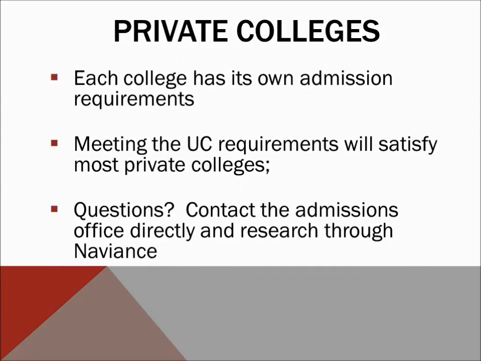Private colleges are spread out throughout the country, throughout the world, and each college has its own admission requirement. Now the good news is if you're meeting those UC A through G requirements that we've already talked about, you're going to satisfy the requirements of most private colleges. So at this point in your academic career, since you may not be sure exactly where you're wanting to attend school, we always tell students it's a good rule of thumb to meet the A through G requirements because that's going to give you the most opportunity to go where you want to go after you graduate from high school.